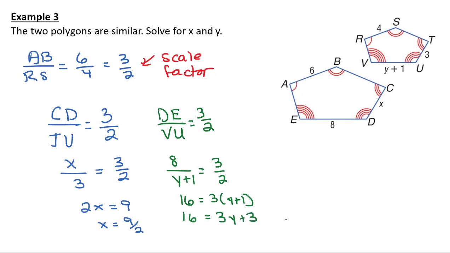If I subtract 3 from both sides, I get 13 is equal to 3y. I divide by 3, and I get 13 over 3. Again, my preference is that I want improper fractions.